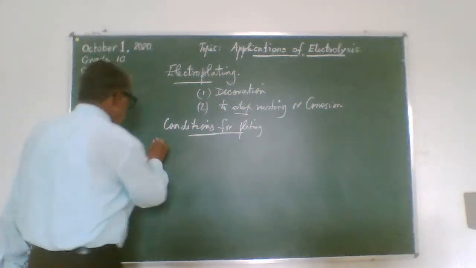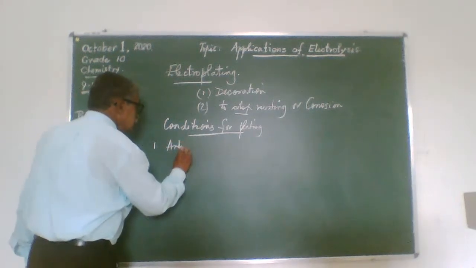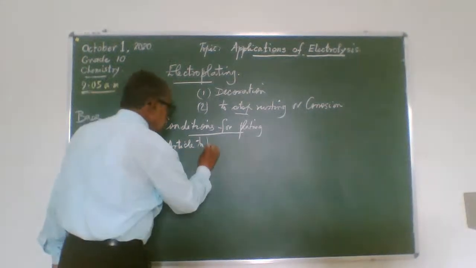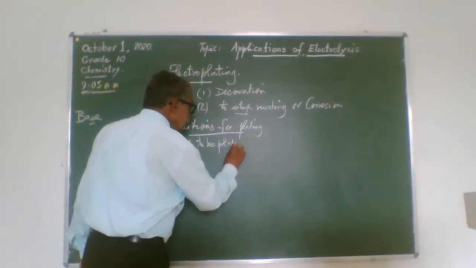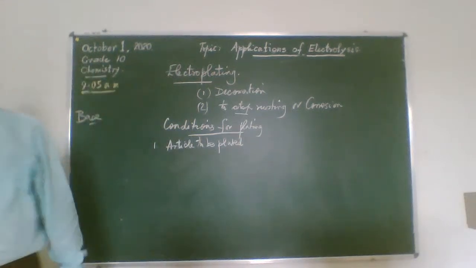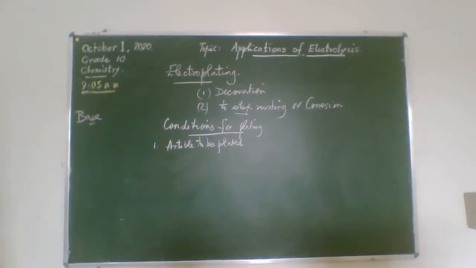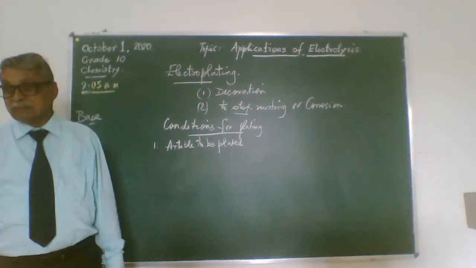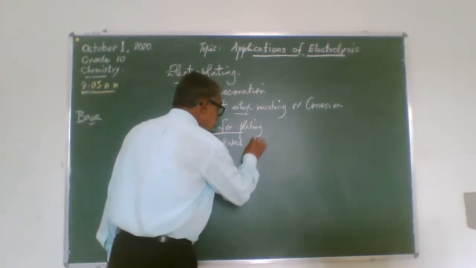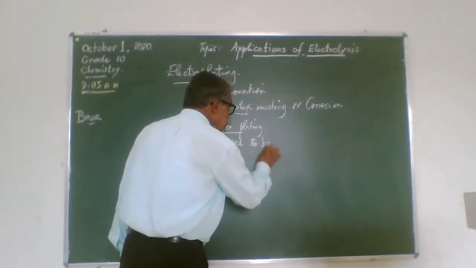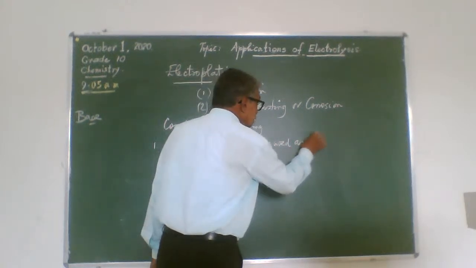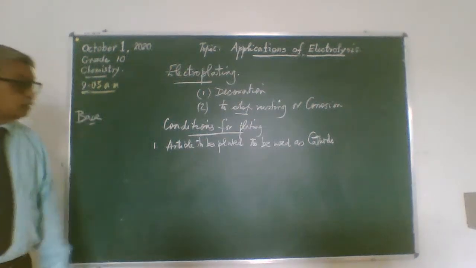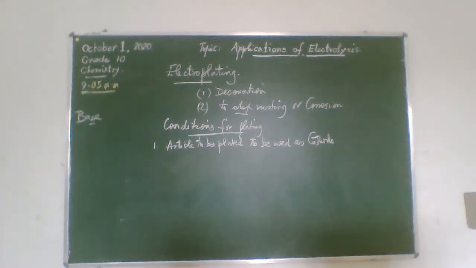That's number one. Article to be plated, to be plated. PLATED, not PLAITED. You know what is PLAITED? Article to be plated to be used as cathode in electrolysis.